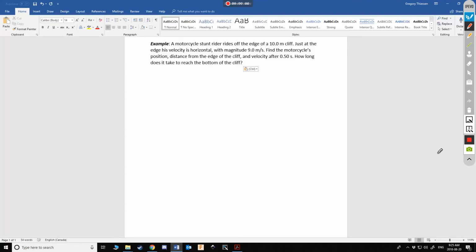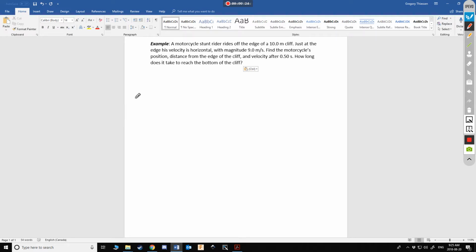Okay, here is a projectile motion question. We have a motorcycle stunt rider, and he rides off the edge of a 10.0 meter cliff. Just at the edge, his velocity is horizontal, with a magnitude of 9.0 meters per second. We want to find the motorcycle's position, distance from the edge of the cliff, and velocity after 0.5 seconds. How long does it take to reach the bottom of the cliff?